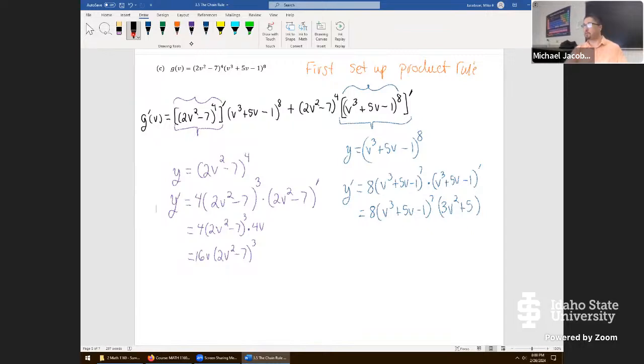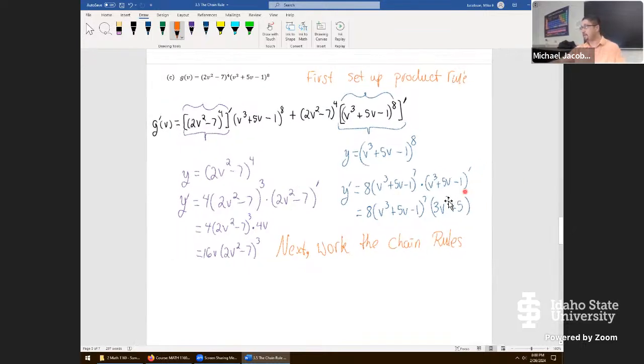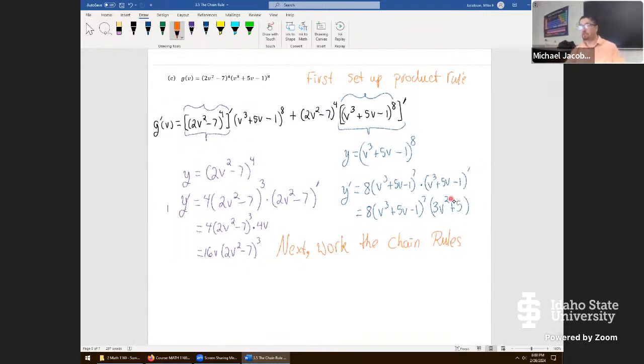Okay, so first we set up the product rule. We can say next, work the chain rules. Now you can obviously do this all in one single line. If you're comfortable doing that, I think that's a pretty cool way to solve this one as well. But I think for problems where so much is going on, dividing it up and doing these each separately, that might be the better strategy for you. You could try different ways of doing it. But if you did work separate chain rules, then you can now say, here's our next step.